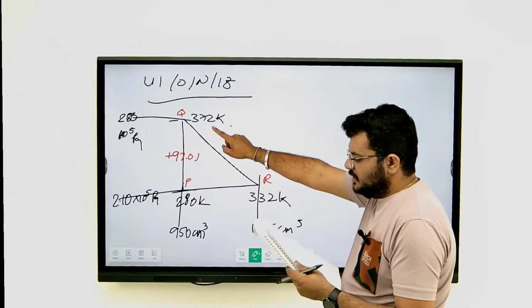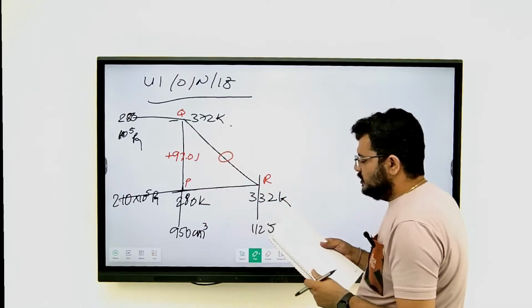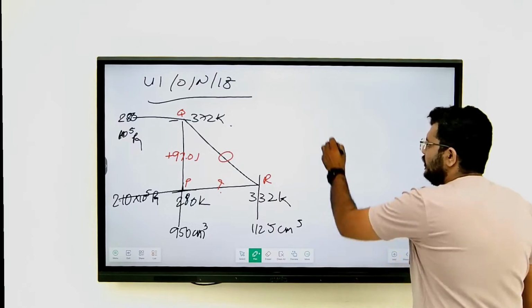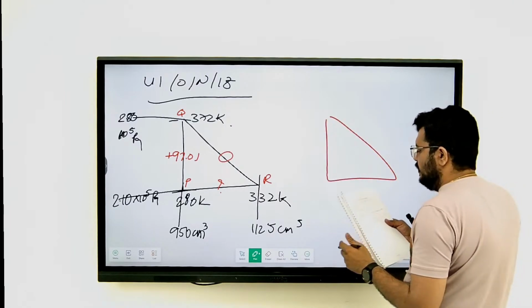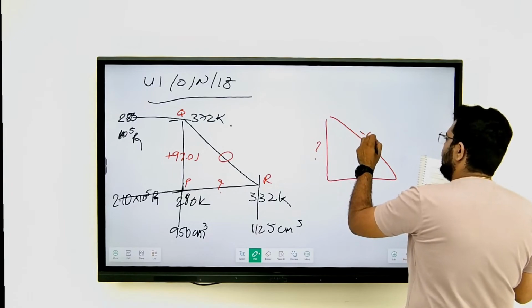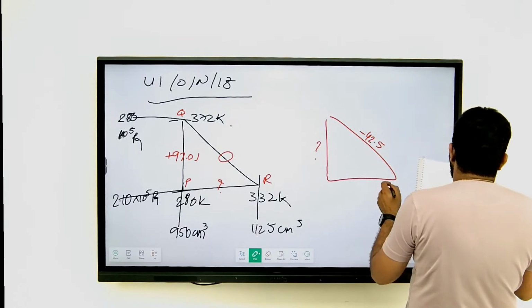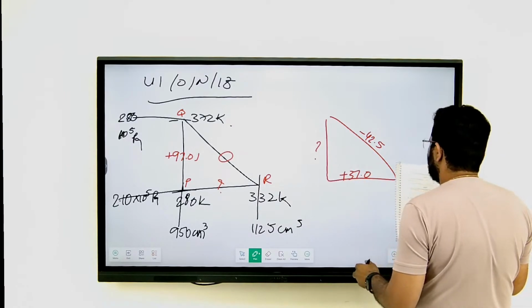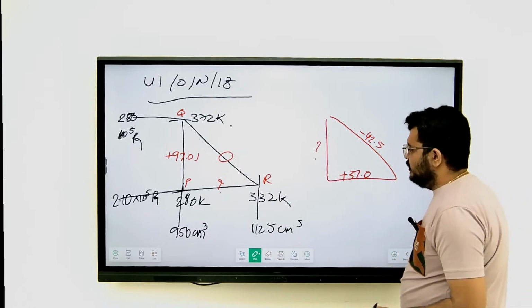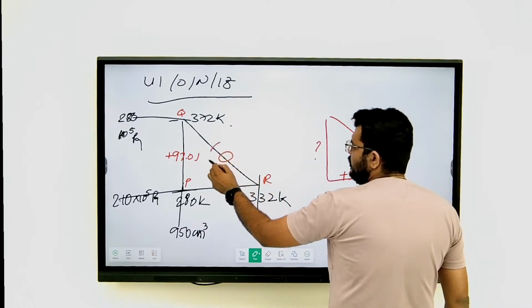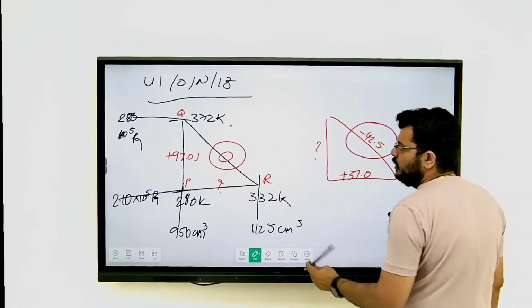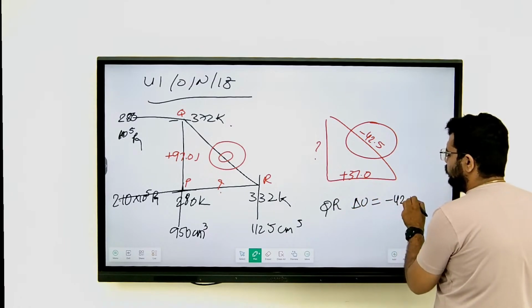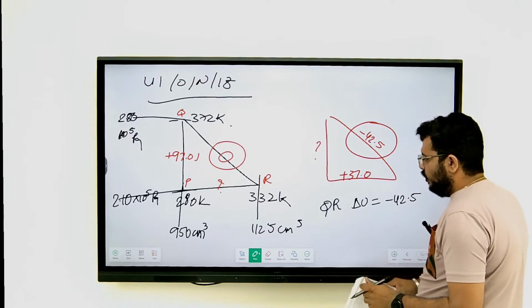From P to Q, this is the change. From Q to R, energy change is 0. What should be from R to P? This is heat energy, right? If we write the same thing about work done, they have said work done here is unknown, work done here is minus 42.5, and work done here is 37.0. They are asking what is the change in internal energy, right? If you notice, these two values are given. So for Q to R, we can find delta U is equal to minus 42.5, right? What else can you find out?